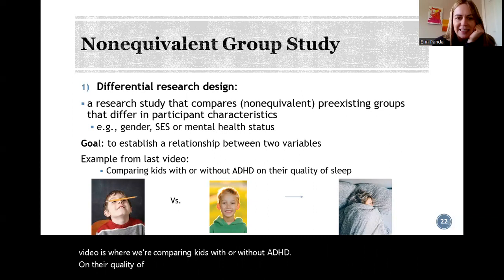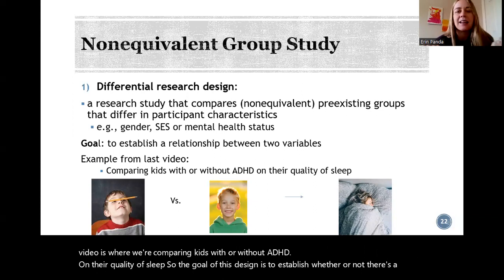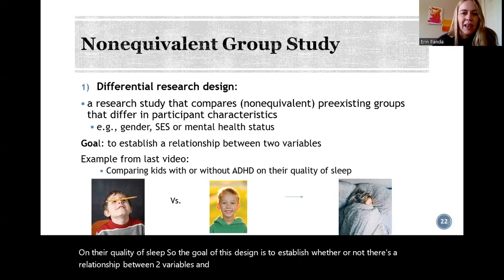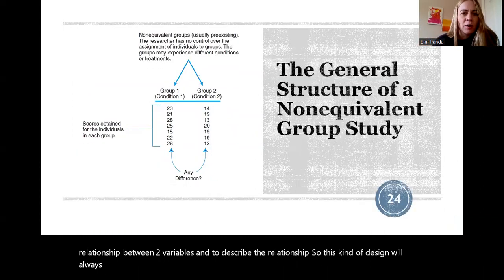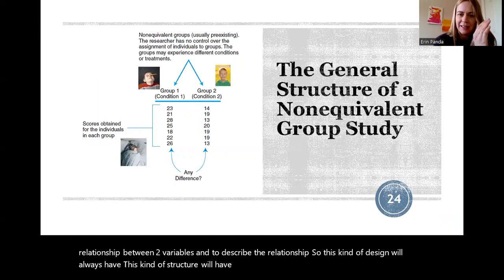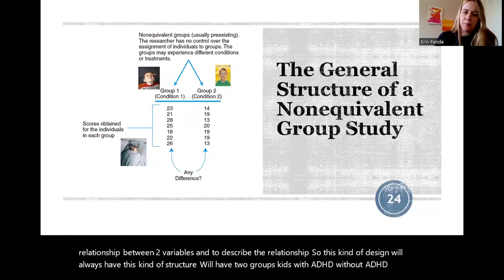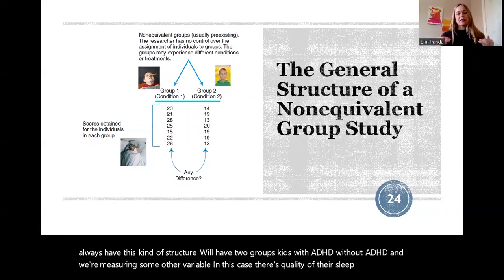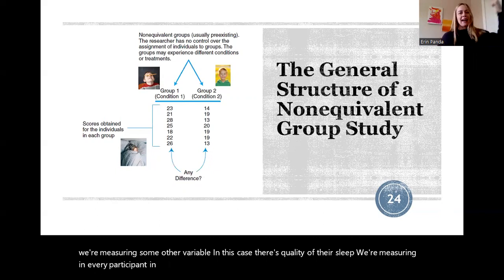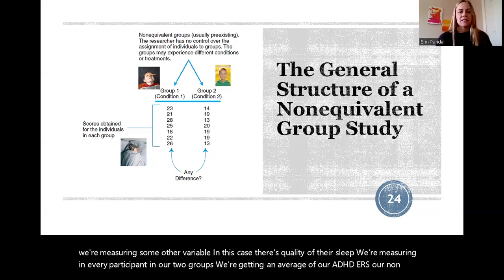The goal of this design is to establish whether or not there's a relationship between two variables and to describe the relationship. This kind of design will always have this kind of structure. We'll have two groups, kids with ADHD, without ADHD, and we're measuring some other variable, in this case, their quality of sleep. We're measuring it in every participant in our two groups. We're getting an average of our ADHDers, our non-ADHDers, to see if there's a difference between groups.